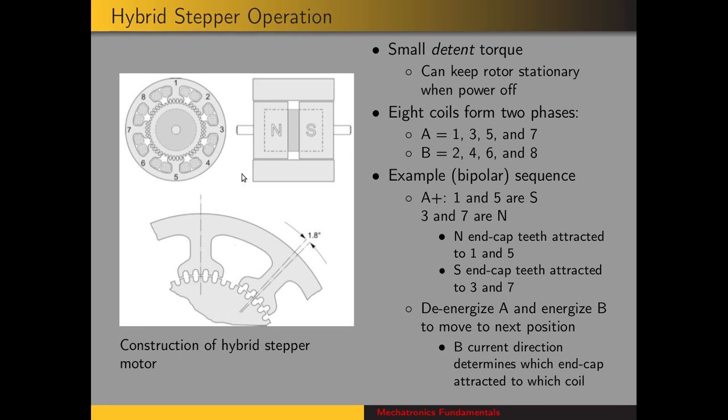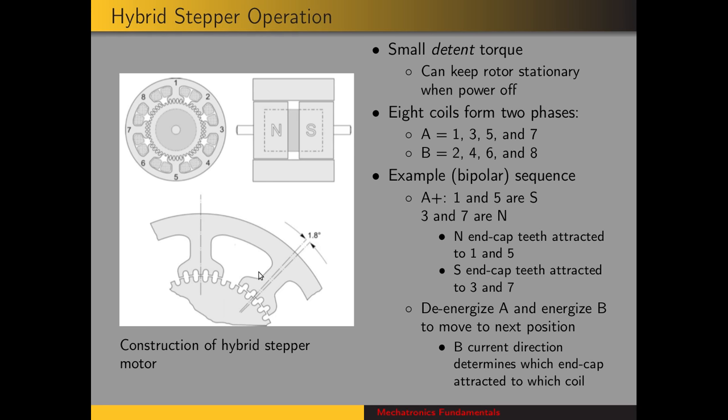In order to move the rotor to the next step, we de-energize phase A and we'll energize phase B. Now the direction of current in phase B will determine which direction the rotor moves. In other words, the polarity for coils 2, 6, and 4, 8 will determine whether the rotor goes counterclockwise or clockwise. If, say, we energize coil B so that 2 and 6 are south and 4 and 8 are north, then the rotor will move clockwise, because these north end teeth will be attracted to the south poles on 2 and 6.